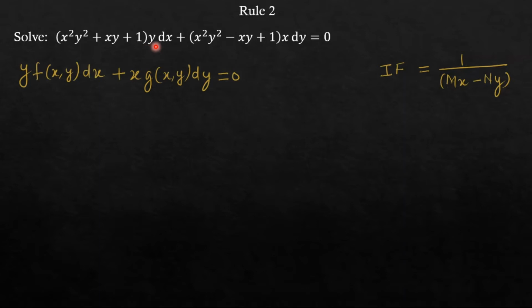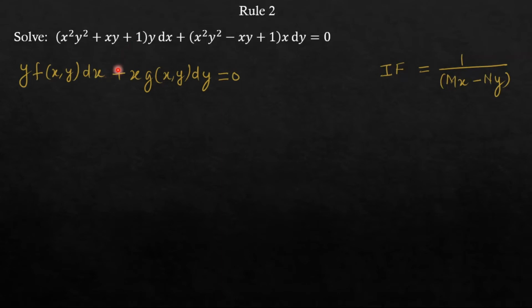You can see here y is multiplied by this function, so this is my f(xy). You can see this whole term is a function of x and y, that is why it is f(xy) into y. Now here you can see x is multiplied with this function, so this function will be treated as g(xy) into dy equals 0.